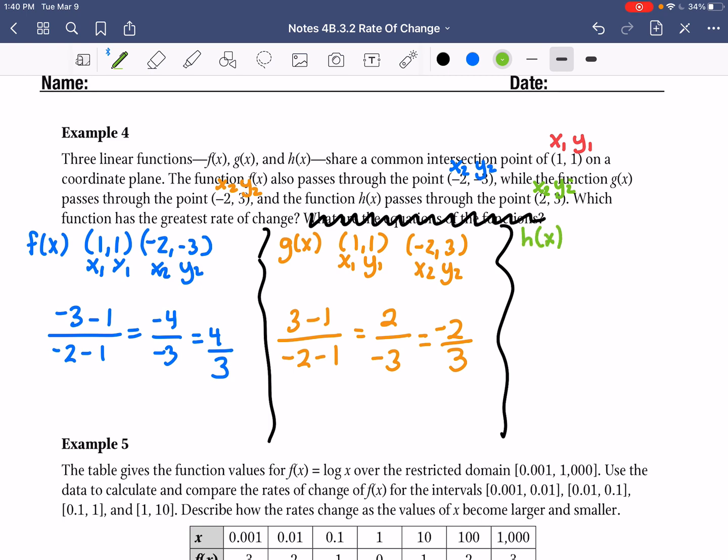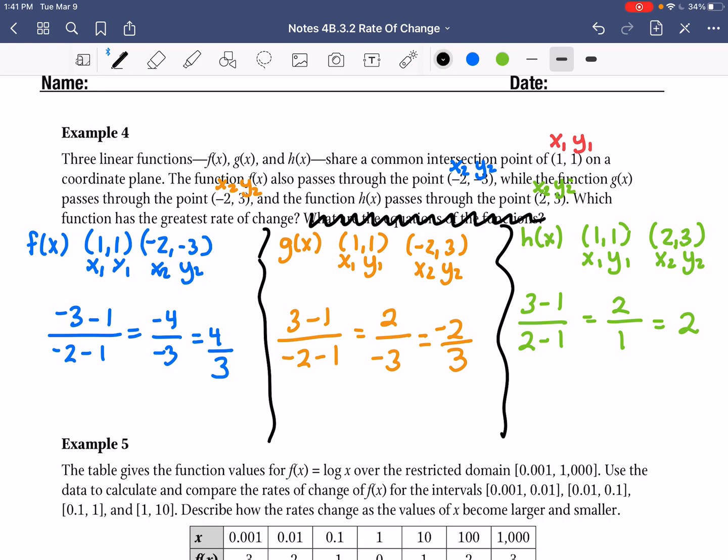So they all contain the point (1, 1). So that's your x1, y1. This one contains the point (2, 3). That's x2, y2. So when I plug in my slope formula, y2 minus y1 over x2 minus x1: 3 minus 1 is 2. 2 minus 1 is 1. So this one has a slope of 2.